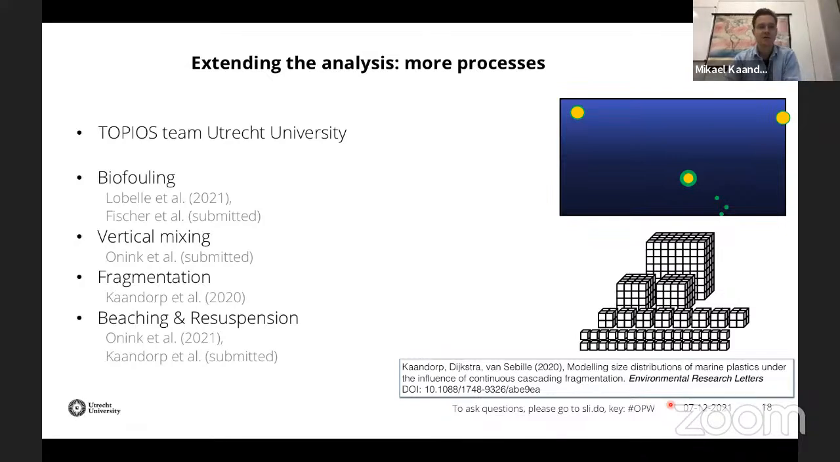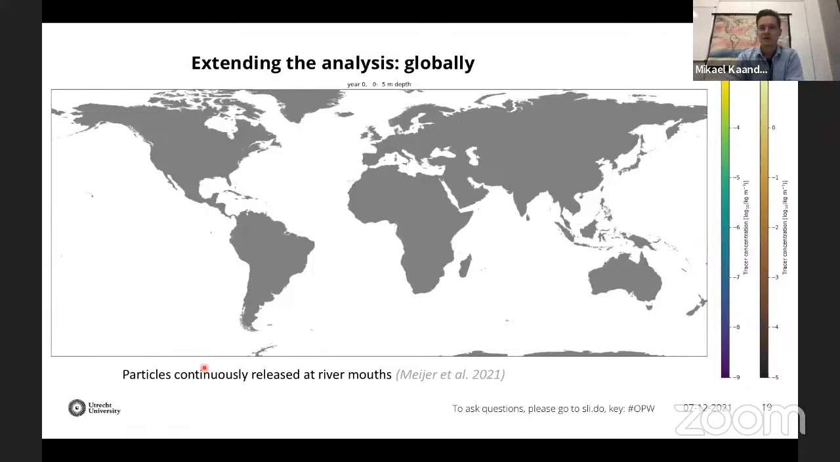And then finally, we also looked more in depth into beaching and resuspension. So this paper by Victor Oning and this North Sea paper that I just discussed. We would like to make these processes more realistic. Additionally, we'd also like to extend our analysis globally instead of just the Mediterranean Sea. So I'll show you some preliminary results. Please take into account this is really preliminary.